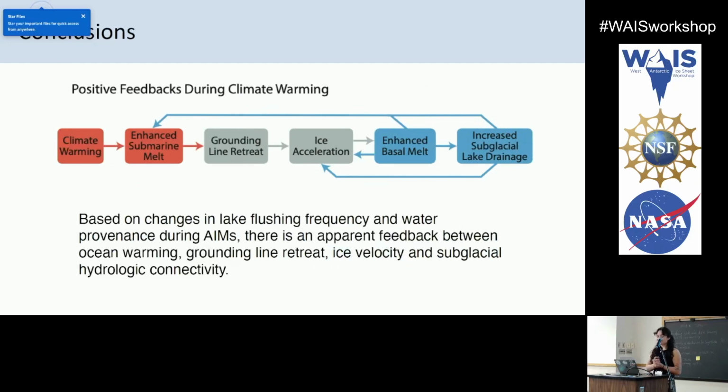And so I just wanted to point out that in the modern, we've observed that increases in ice velocity have been associated with subglacial flushing events. So based on this observation and our data, there's an apparent feedback between ocean warming, ice velocity, and subglacial hydrologic connectivity. Thank you.